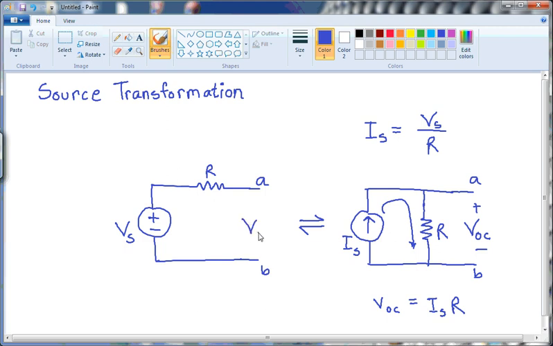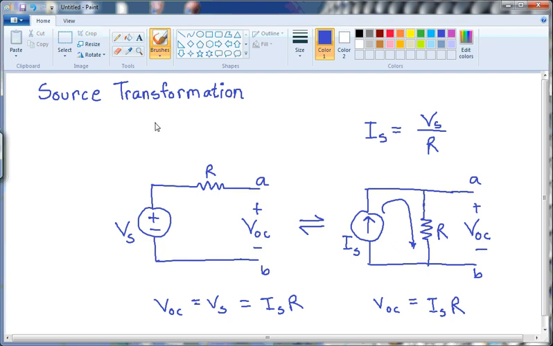As these circuits are equivalent, the open circuit voltage I've found here has to be the same, which is nothing but Vs. Why? Because as this is an open circuit, no current is flowing through this R, so no drop is caused by this R, so you get simply the source voltage as the open circuit voltage. So this is actually Is times R, because these two circuits are equivalent.